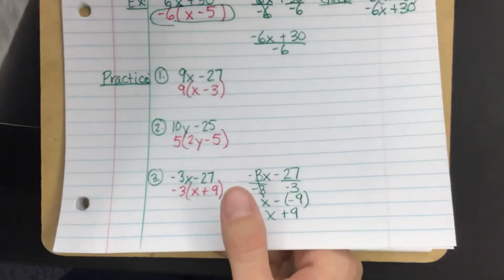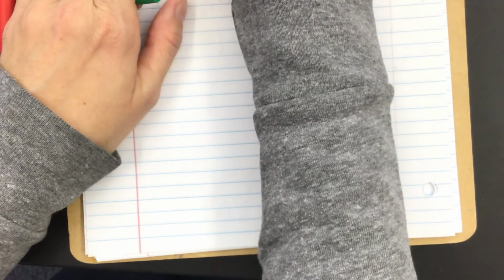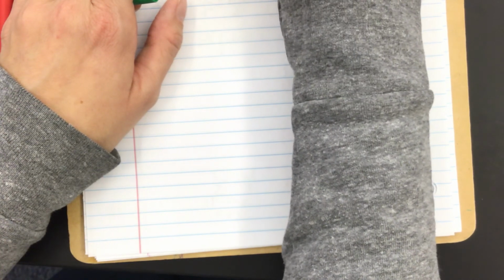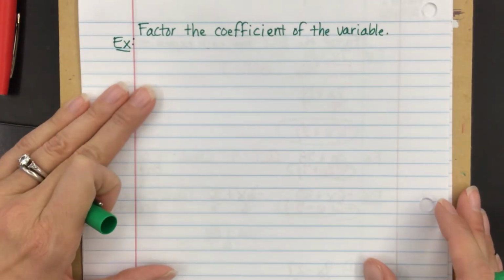All right, flip your page. I'm going to show you how to factor out the coefficient of the variable, and I'll show you what that is. I'm going to show you two examples. Oh, you guys can't see it. Oh, goodness. Sorry, guys. I'll give you a second to write that down.